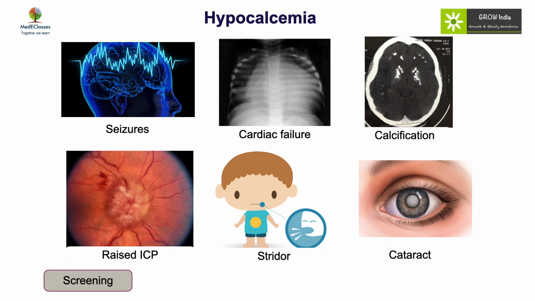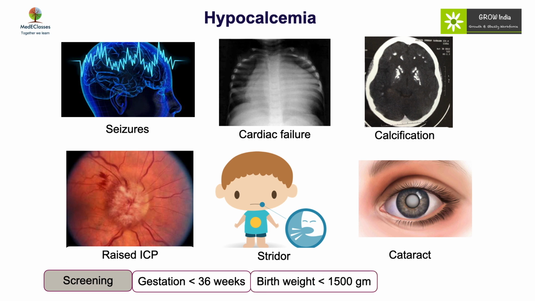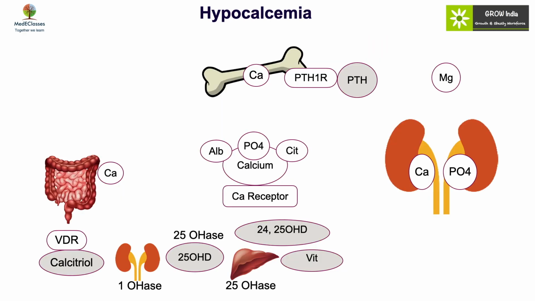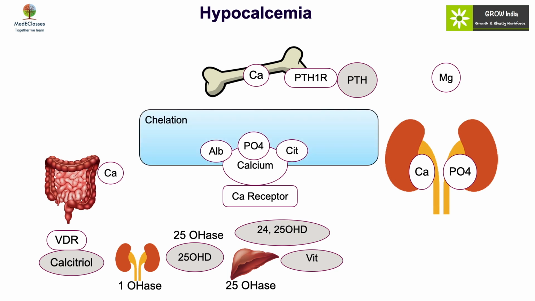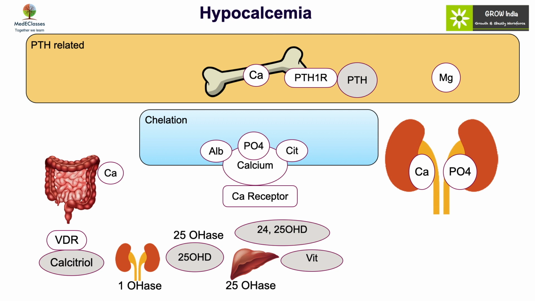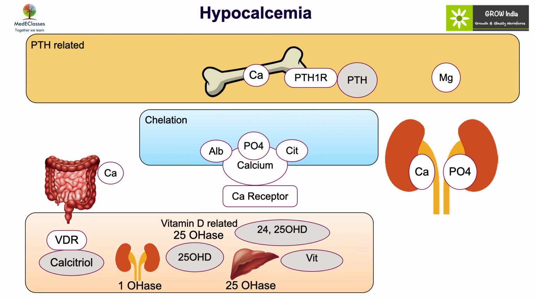Screening for hypocalcemia should be done in those who are premature, small for gestational age, and those who have a conotruncal defect because of a possibility of DiGeorge syndrome in that perspective. Now, hypocalcemia can be because of increased chelation of calcium, because of high levels of phosphorus or other compounds, abnormalities in PTH formation or action, abnormalities in vitamin D, or those of the calcium sensing receptor.